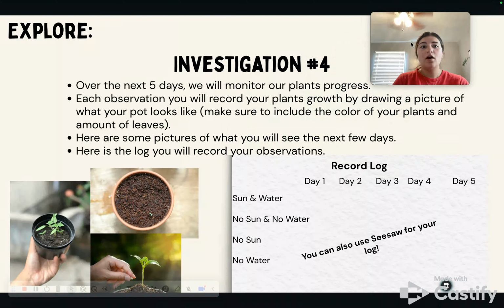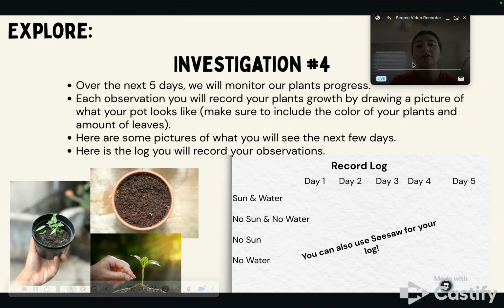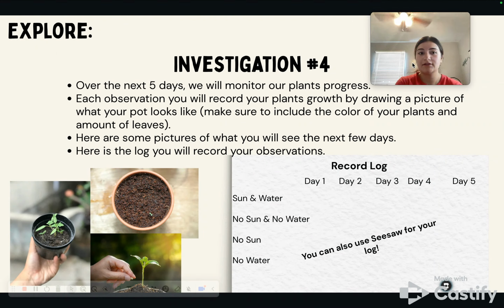So, over the next 5 days, we are going to monitor our plant's progress. So each observation, you will record your plant's growth by drawing a picture of what your pot looks like. So I want you to make sure that you include the color of your plant. So is your plant green? Is it yellow? Is it brown? And the amount of leaves. So maybe your bean is growing and it has 1 leaf, while maybe another plant is growing but it has 4 leaves. So you need to make sure you include the color of your plants and the amount of leaves on it.